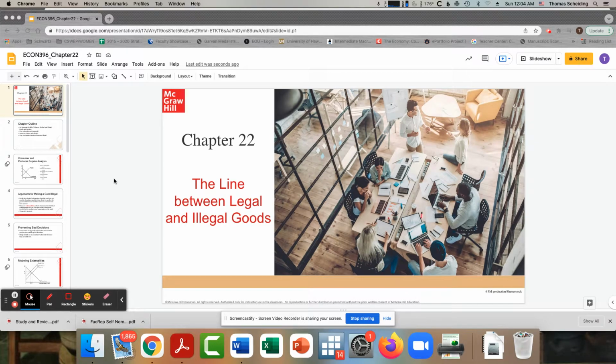So this week we're talking about crime and legal versus illegal goods, and it's a little bit tough for economists because whether something is legal or illegal is a judgment call, and it's a normative call based on societal values. Not really an economic issue, to be honest.